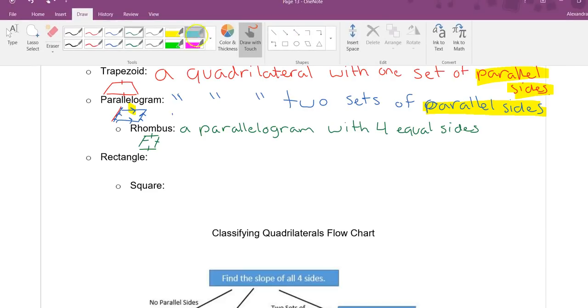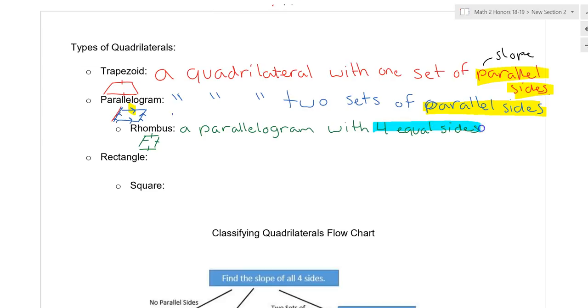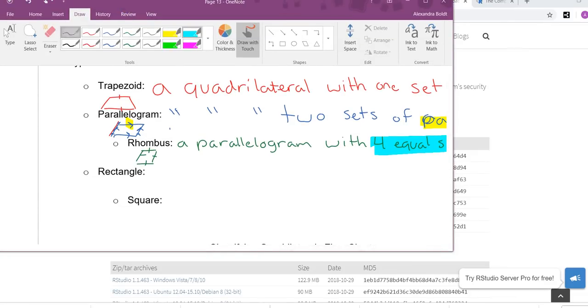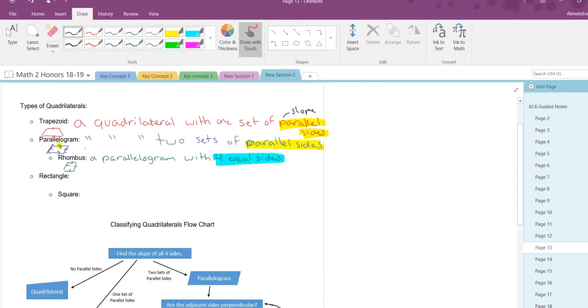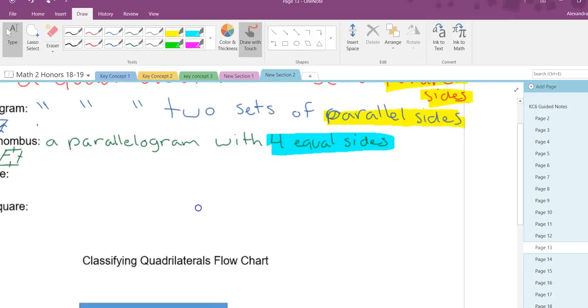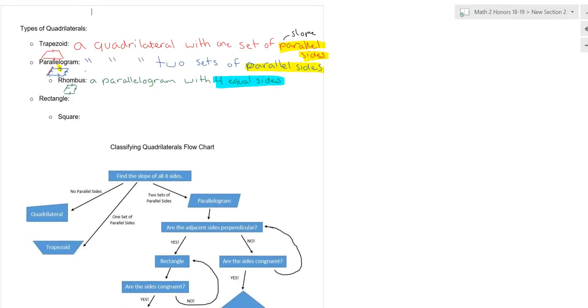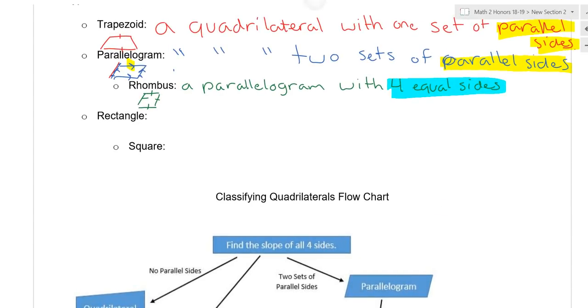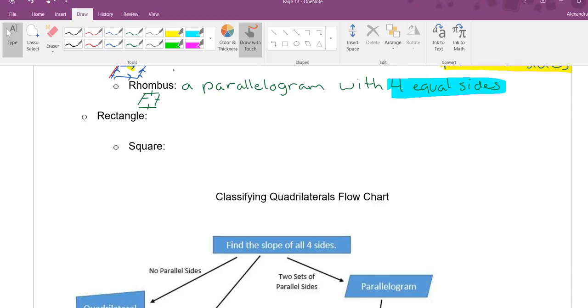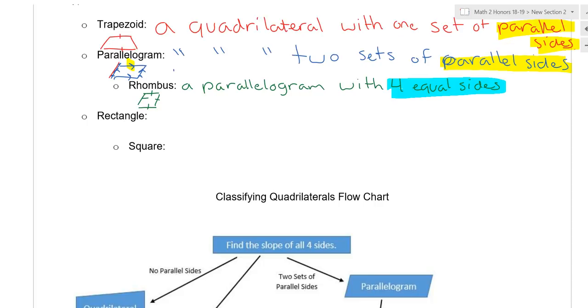Now, once we're talking about equal sides, how can we prove something has equal sides? That's what we just did with our triangles. So as soon as we're talking about equal sides, we're going to be finding distance or length, just like we did with our triangles.